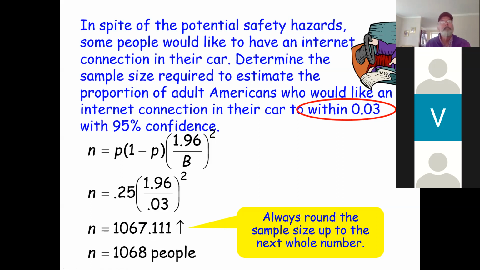Questions about measuring the sample size?